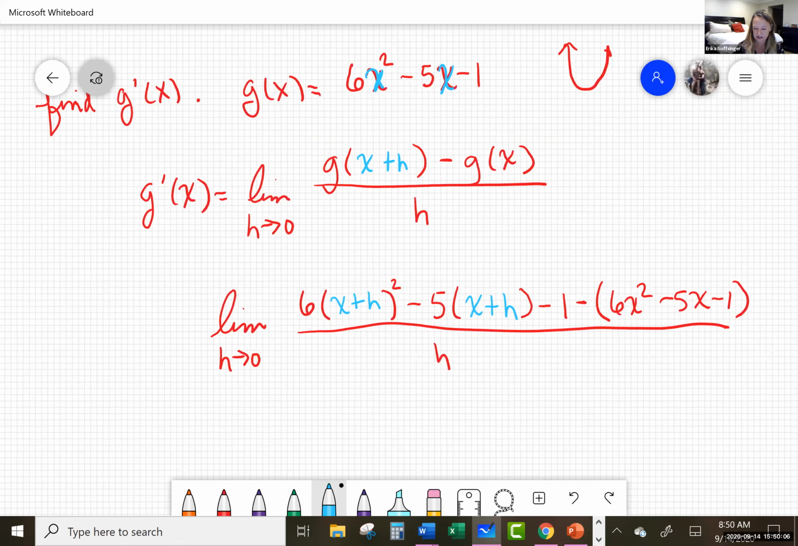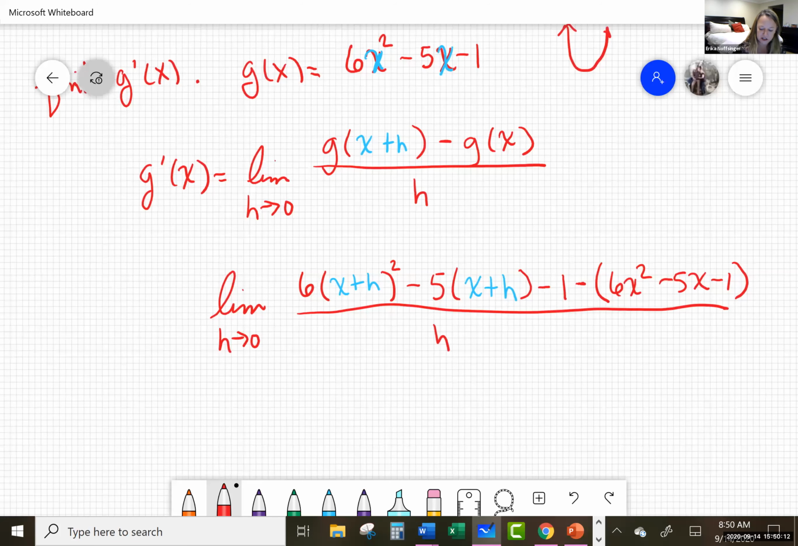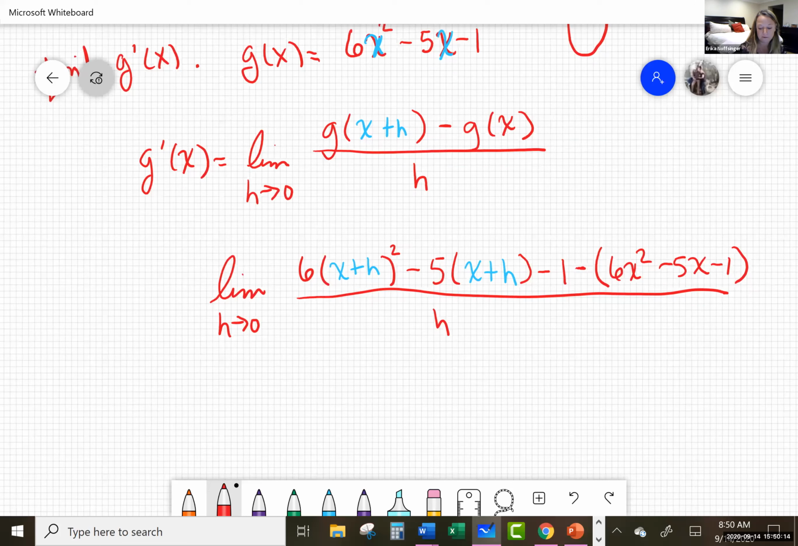Okay, so we need to use some algebra to simplify this. Order of operations, you have to deal with exponents before multiplication. And so I cannot distribute the 6 inside that parentheses because of this square here. So to deal with that, we can rewrite that as 6 times x plus h times x plus h, that square.